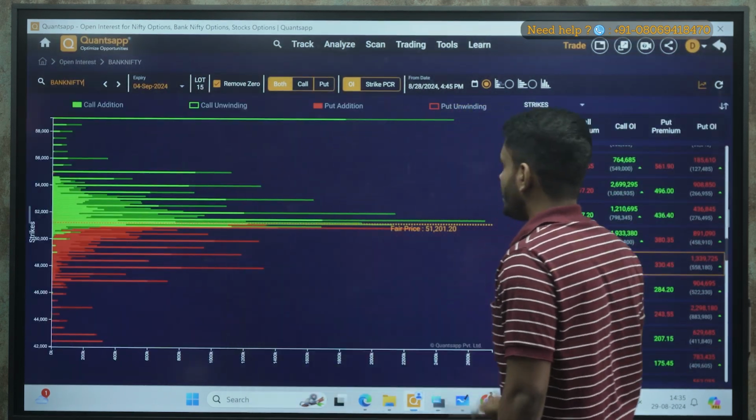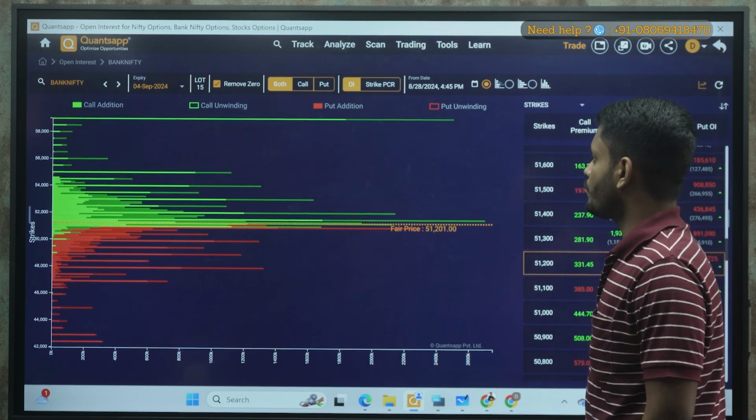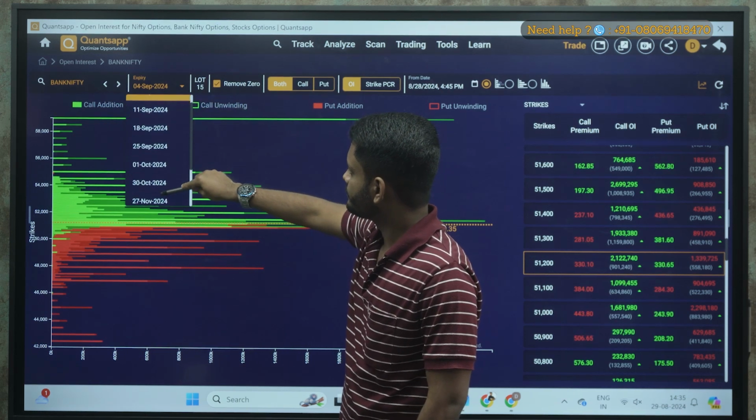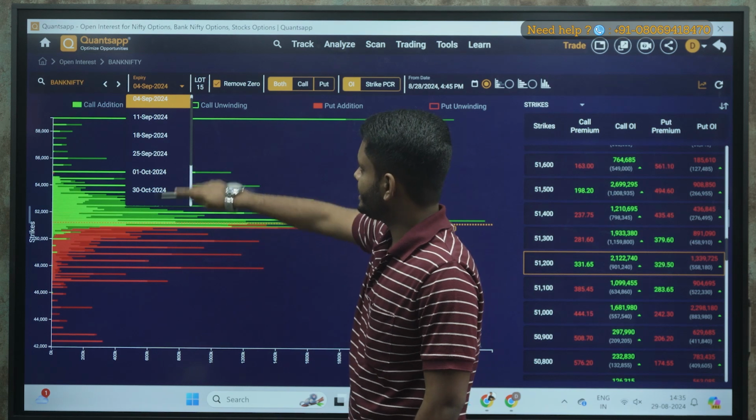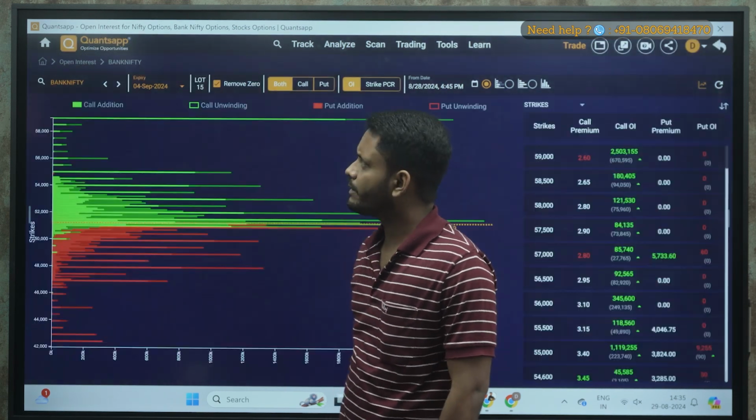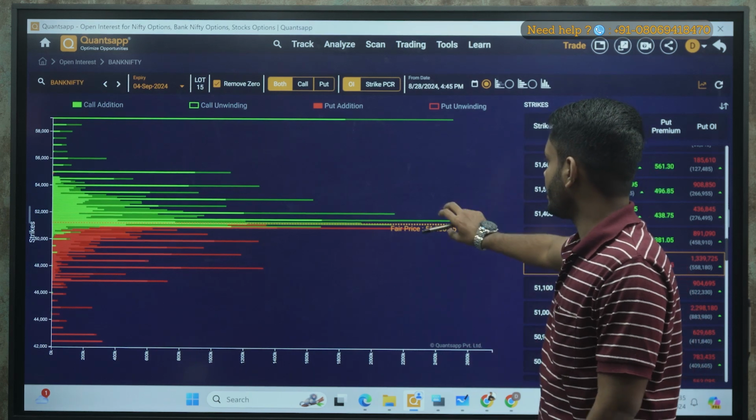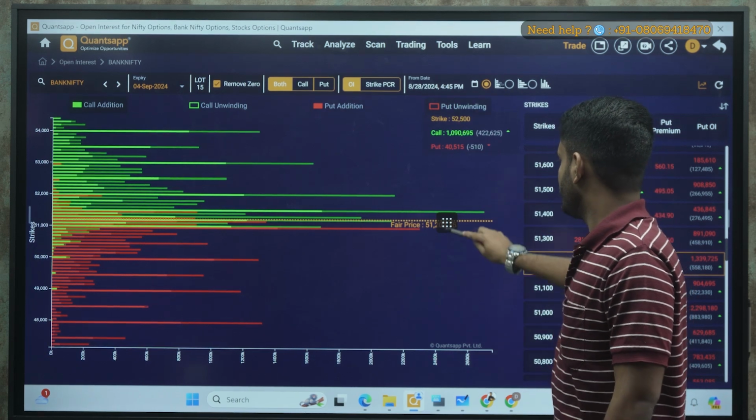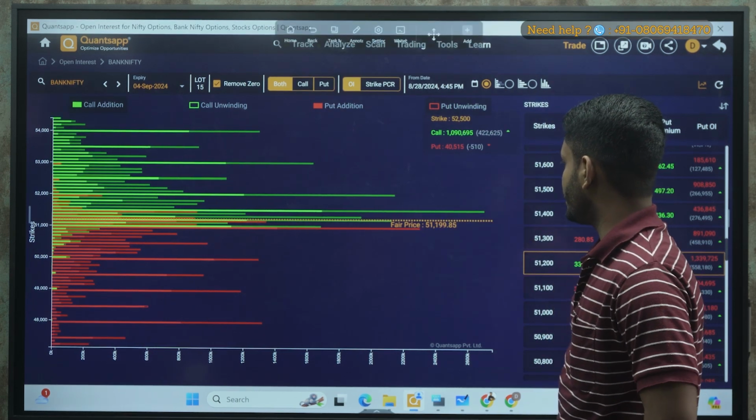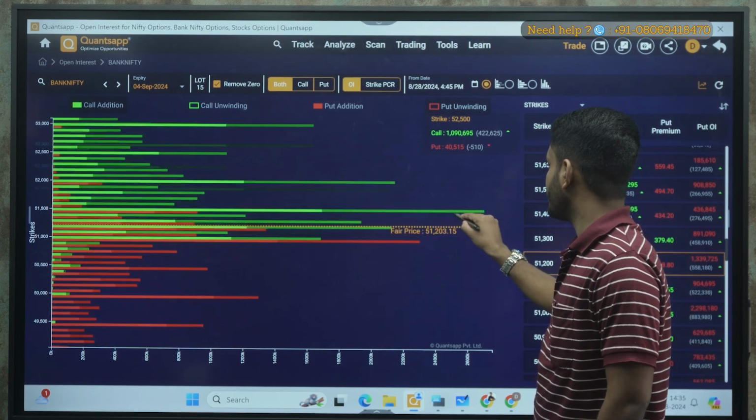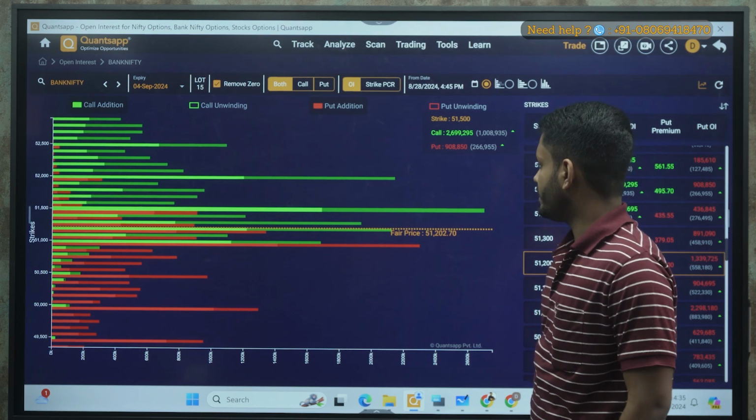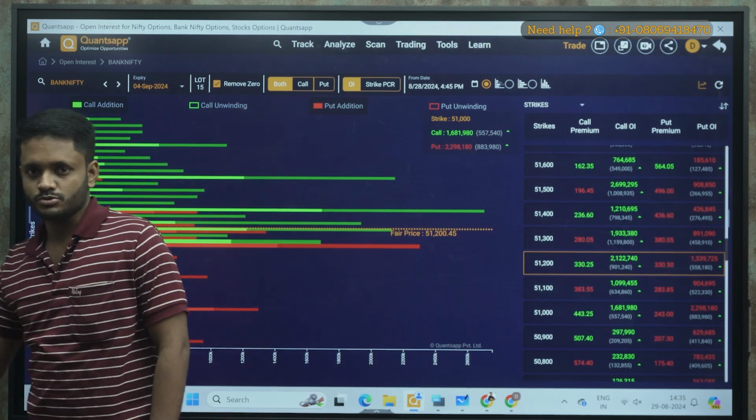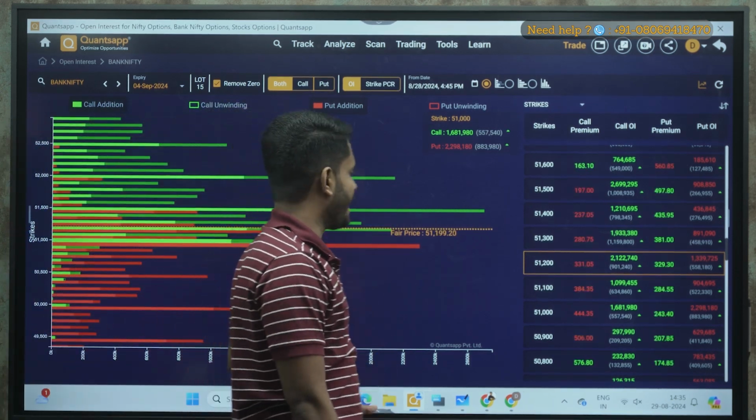Now, which expiry are you willing to trade? Say 4th September is the next immediate expiry, or else 25th September is the monthly expiry. Whichever expiry, for example, as of now I am selecting this 4th September. Currently what I can see here is Bank Nifty is trading at 51,200. The immediate strong resistance for Bank Nifty is at 51,500 and the immediate strong support is at 51,000. This is the level that I am expecting.